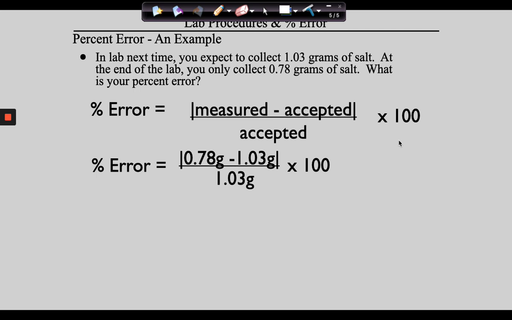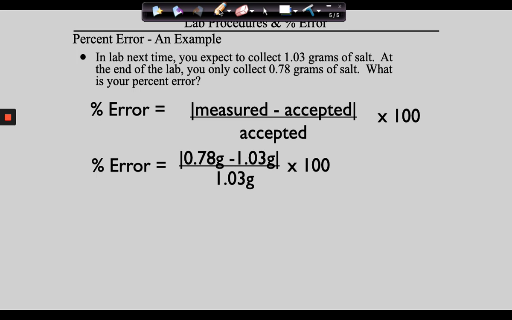Now guys, slow down. If you don't, you're going to get these wrong. So let's talk about how to solve this problem. Guys, in order to do this, the first thing that we are going to do is we're going to count significant digits.